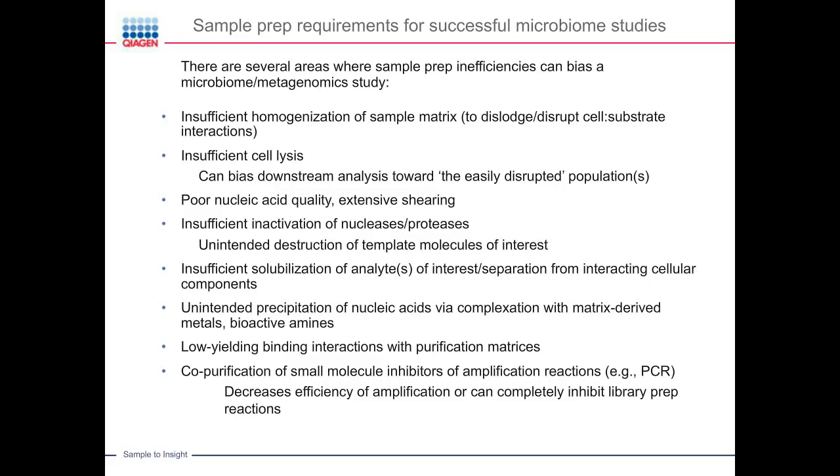And also the difference in the nature of the sample. For example, if you're looking at the gut, or the mouth, or the nasal areas, the environment is different and the interaction of the microbes is different. We have to make sure we get all the microbes in each of these areas to understand the heterogeneity in the microbial population there. And when you do the purification of the sample, unintended precipitation of nucleic acids can also happen because of some of the metals or bioactive amines, and we might lose some of the DNA and some of the complexities of the organisms. And second is low yielding.